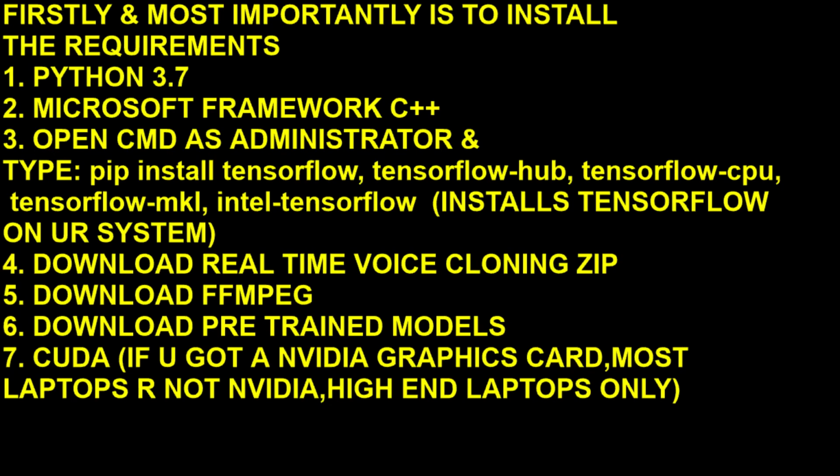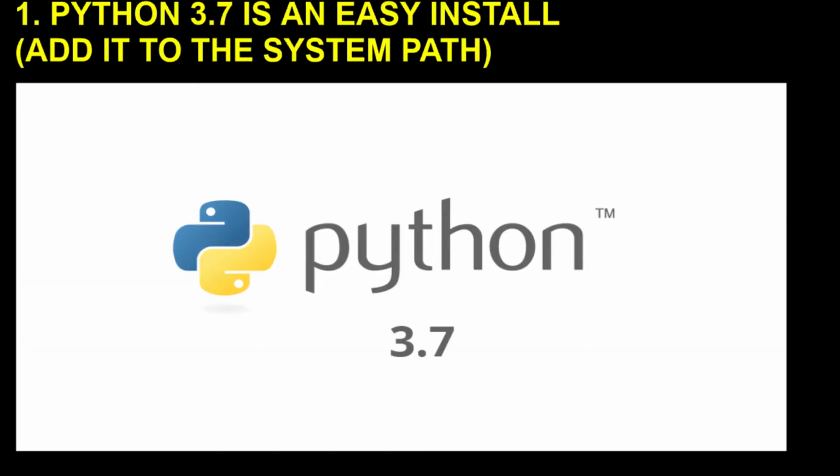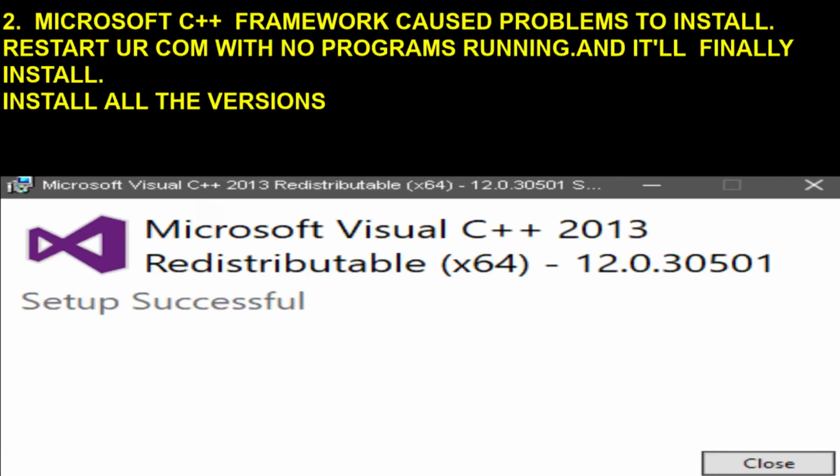Firstly and most importantly is to install the requirements. Python 3.7 is an easy install, add it to the system path. Microsoft C++ framework caused problems to install. Restart your computer with no programs running and it'll finally install.